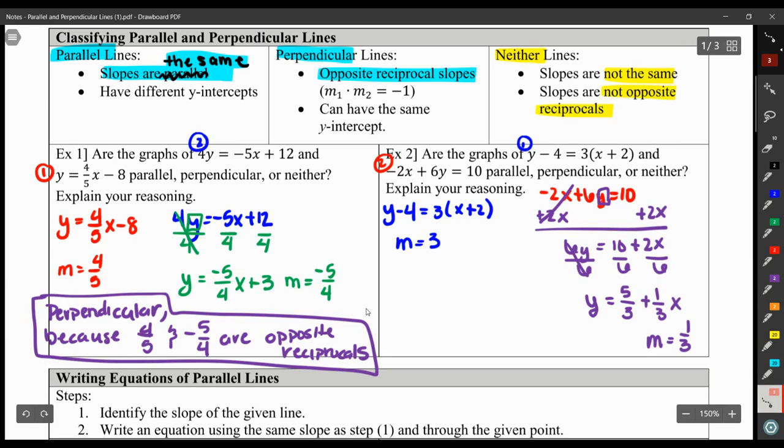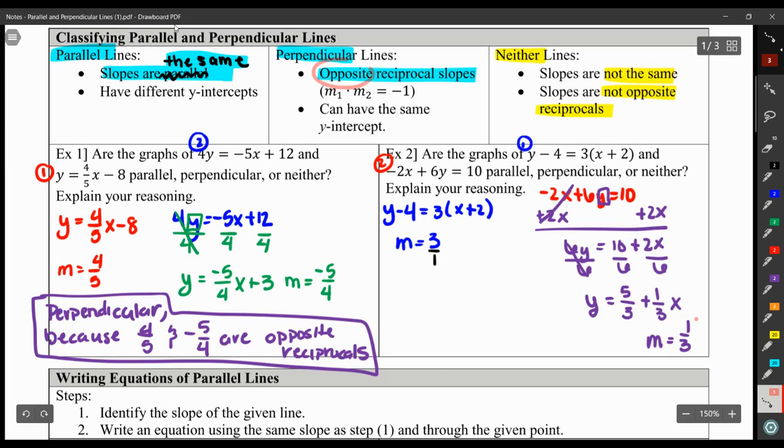And now we compare. So parallel means the same slope. So 3 and a third are not the same number. So these are not parallel lines. Then opposite reciprocal slopes is how we get perpendicular lines. So I see that a 3 and a third are in fact flipped fractions, because if I make this guy a fraction, that's 3 over 1.